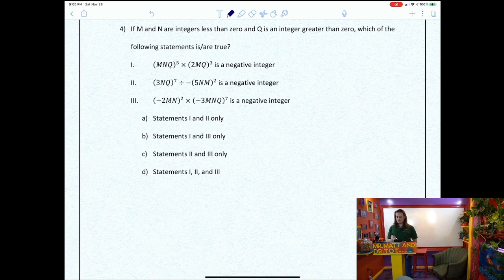Statement 2 says the quantity 3 times n times q, quantity raised to the 7th power, divided by negative times the quantity 5 times n times m, quantity squared, is a negative integer. And statement 3 says the quantity negative 2 times m times n, quantity squared, times the quantity negative 3 times m times n times q, quantity raised to the 7th power, is a negative integer. Take a few moments, please, and answer that question.